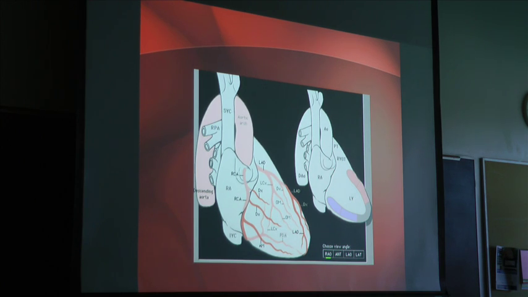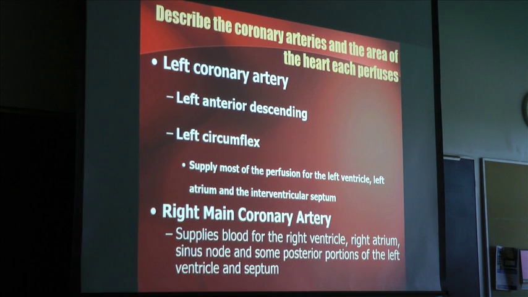Isn't it where it says RCA? Yes. So there's the right coronary artery and the left coronary artery, so they kind of branch opposite each other. All right. The left coronary artery has two main branches.